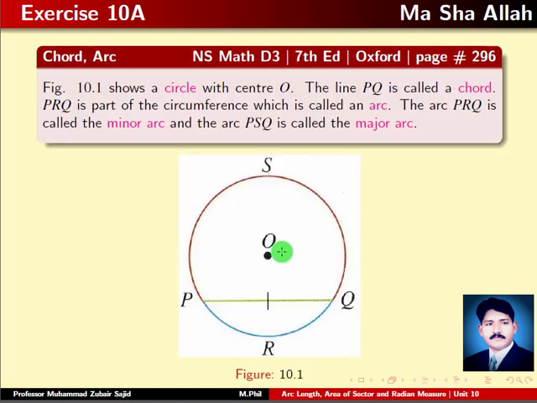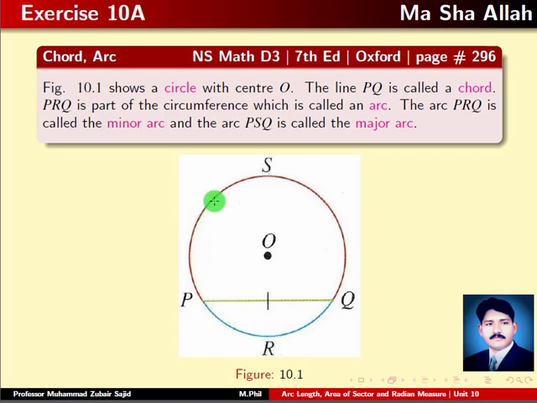This is a circle having a center O. Here P and Q are 2 points on the circle. The line which meets the P and Q is called the chord of the circle. Here PQ is the chord of the circle. This blue boundary is called the arc of the circle. Here the blue boundary is a part of the circumference. So PRQ is called the arc of the circle.